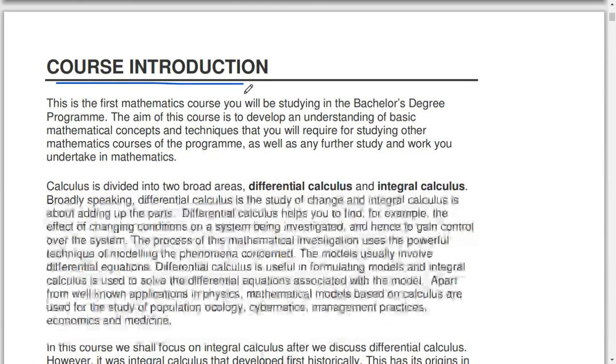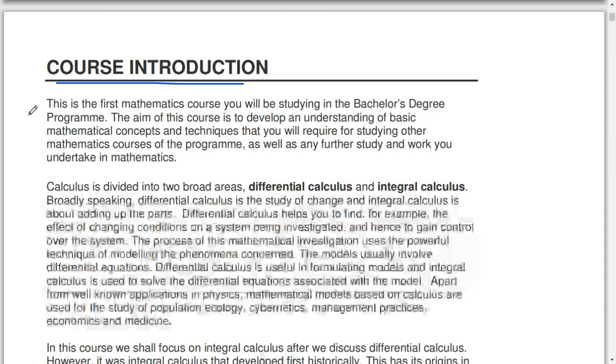Course introduction. This is the first mathematics course you will be studying in the bachelor's degree program. The aim of this course is to develop an understanding of basic mathematical concepts and techniques that you will require for studying other mathematics courses of the program, as well as any further study and work you undertake in mathematics.